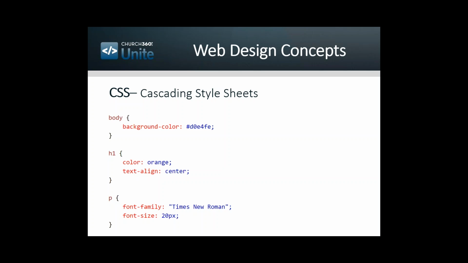A cascading style sheet is a sheet that applies to a part of the website or the whole website. So when you look at a website and you see that background image or the background color or certain fonts, you know that that's part of the CSS.